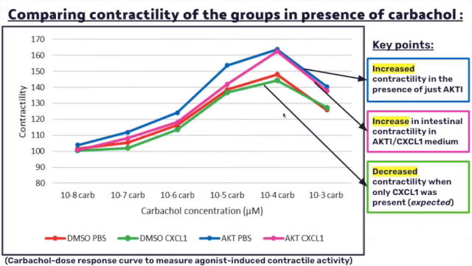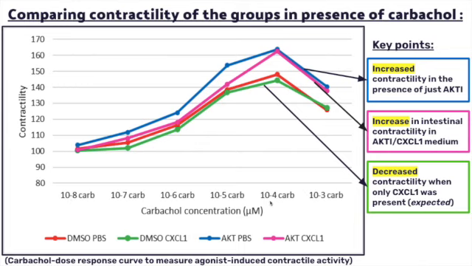Next, let's compare the contractility of the groups in the presence of carbachol, so in the presence of the agonist. So we can observe here a carbachol dose response curve to measure the agonist-induced contractile activity of the intestines. Remember that the carbachol was added in increasing concentrations from 10 to the power of minus 8 to 10 to the power of minus 3.